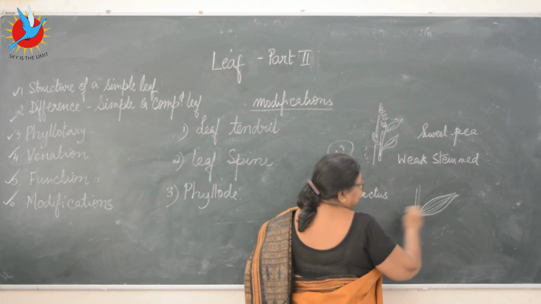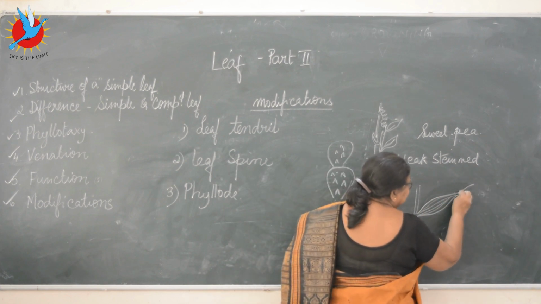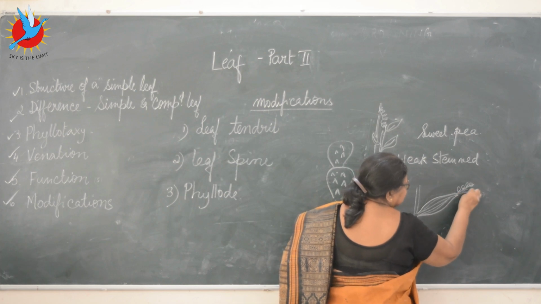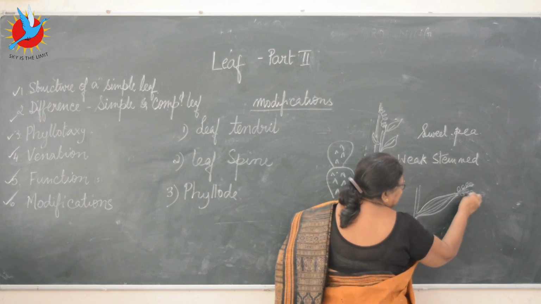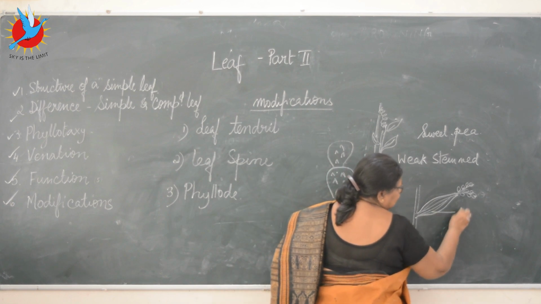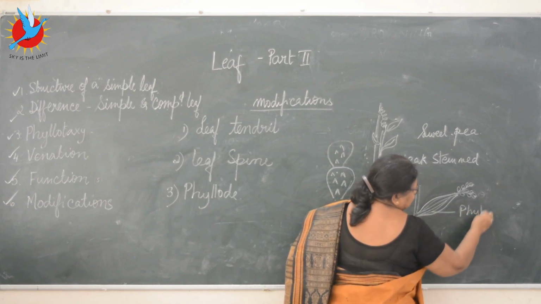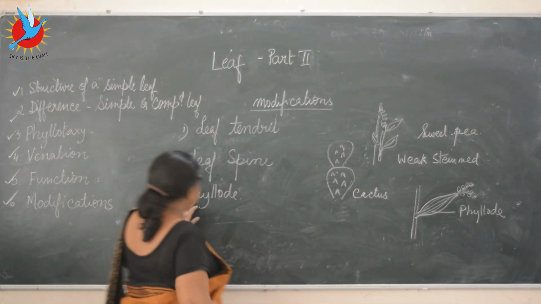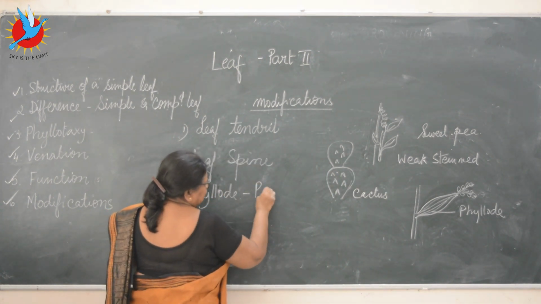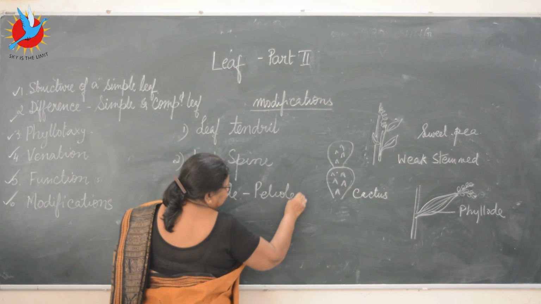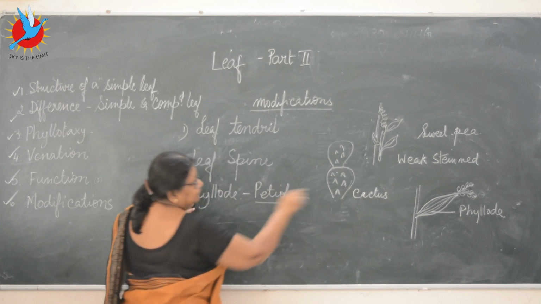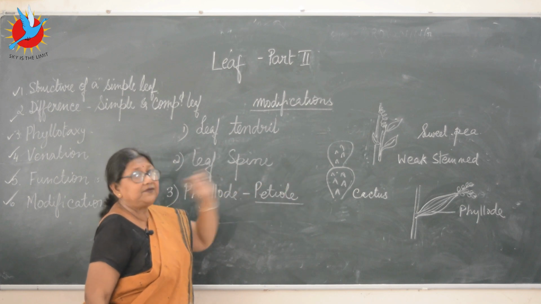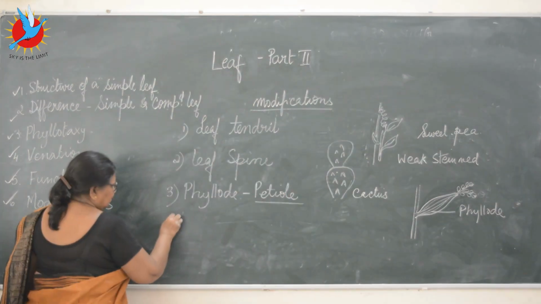Petiole takes the shape of the lamina, and the leaf surface is reduced into tiny leaflets, again to store water. This is called the phyllodes. Phyllodes is the modification of which part of the leaf? The petiole. Petiole of the leaf modifies into a leaf-like structure, into phyllodes, again so that the leaf surfaces are reduced.